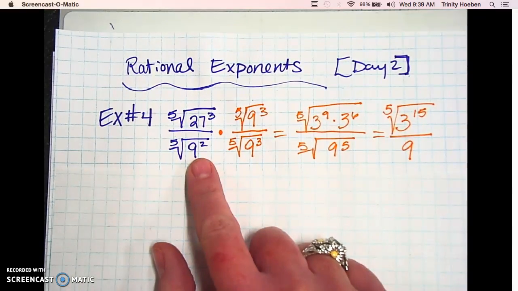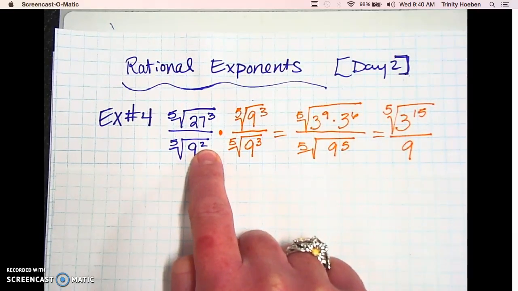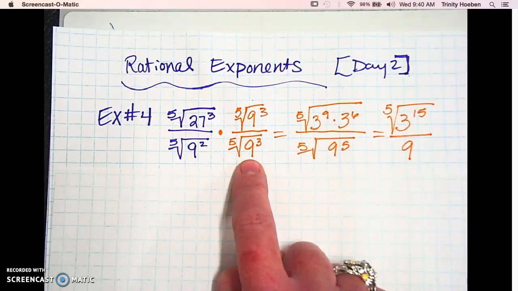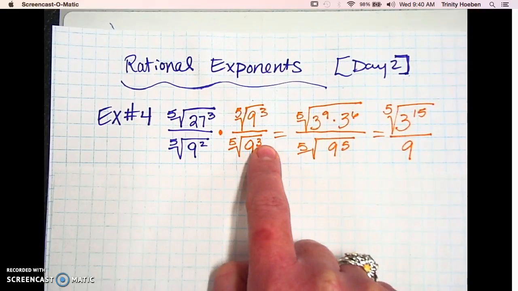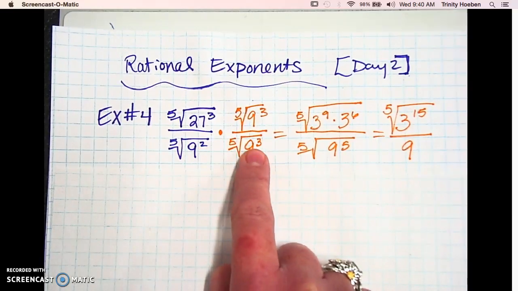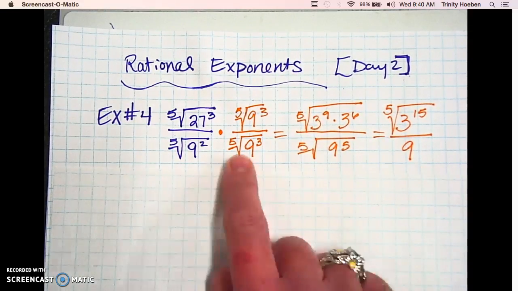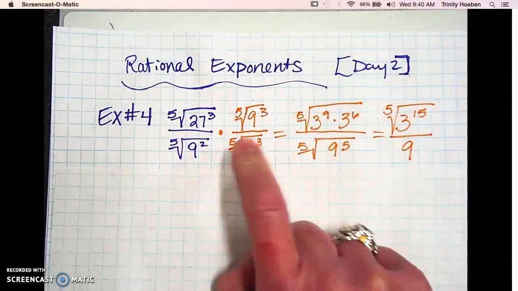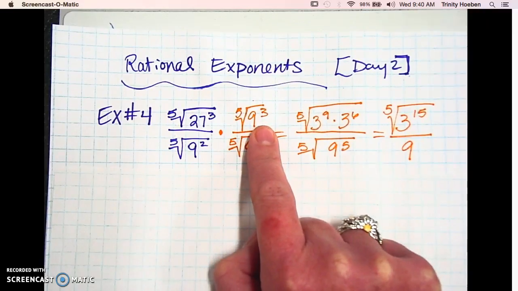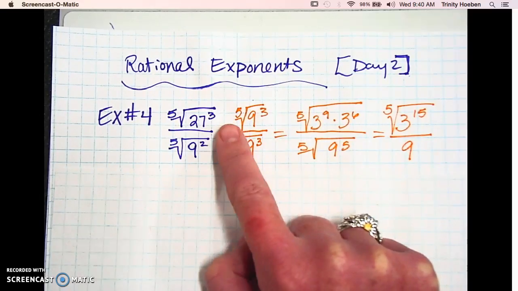So we need to multiply by something that will get us to the fifth power so that we can take the fifth root. So if I multiply by the fifth root of 9 to the third power, that's going to get me 9 to the fifth power, which will then simplify to 9. Back to this step. Since we multiplied the denominator by the fifth root of 9 to the third power, we also have to multiply the numerator by the fifth root of 9 to the third power.